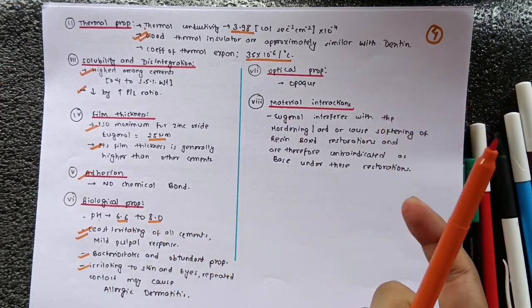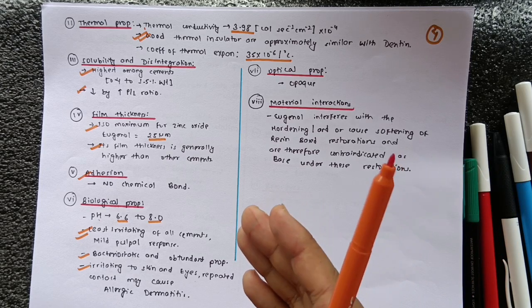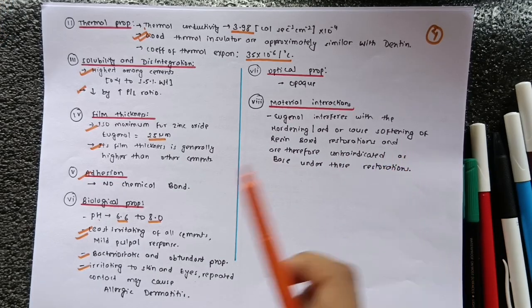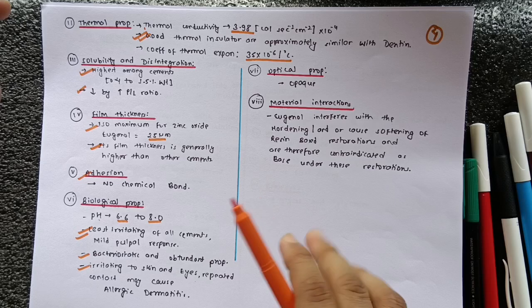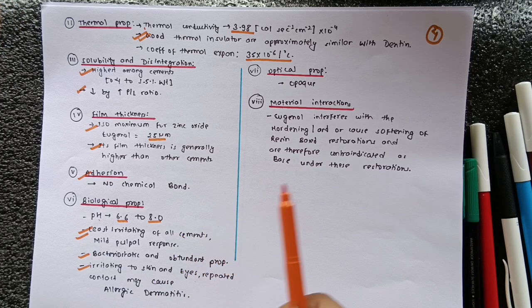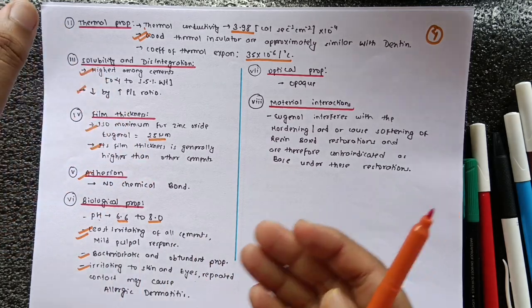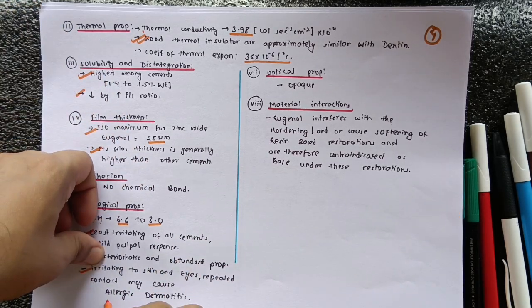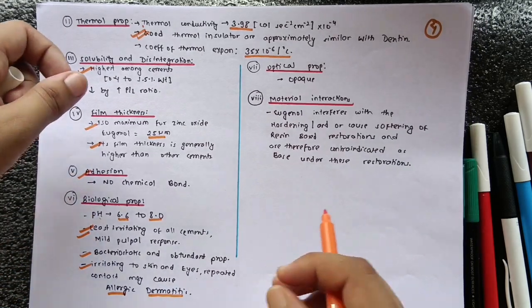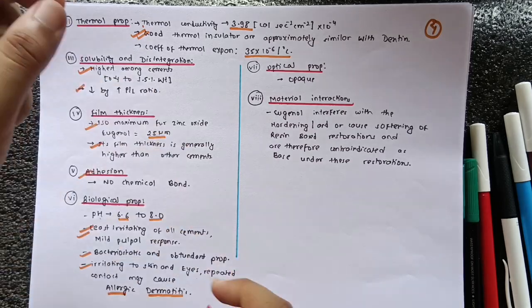It is the least irritating to the pulp as compared to other cements, and a mild pulpal response is present there. Similarly, it is bacteriostatic, so it just controls the growth of bacteria, and also provides an obtundent, soothing effect. Repeated contact of this may cause allergic dermatitis. So just remember this: allergic dermatitis is caused if there is repeated contact of zinc oxide eugenol cement on the skin or the eyes.